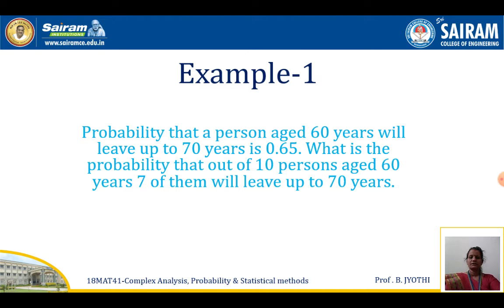First example: the probability that a person aged 60 years will live up to 70 years is 65%. What is the probability that out of 10 persons aged 60 years, 7 of them will live up to 70 years? So the question is that a person of 60 years will be living up to 70 years with probability 65%. If we take 10 persons of that age, 60 years, what is the probability that 7 of them will live up to 70 years?